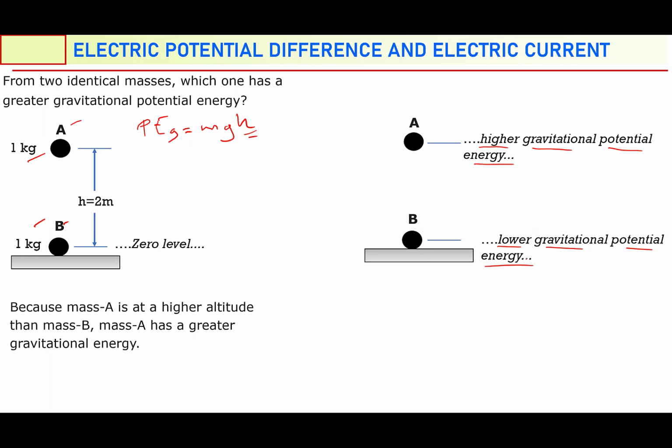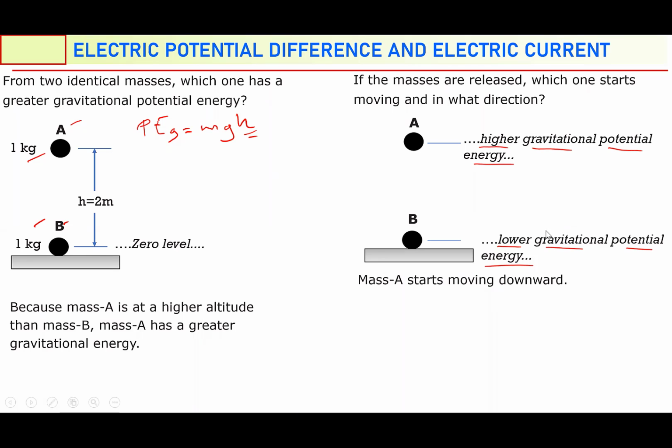What if I ask a question: if these masses are released, which one starts moving and in what direction? Give me an answer. Which one starts moving and in which direction? Of course, A will start moving. Everybody knows that. A will start moving, but in which direction? Oh, downward. So mass A starts moving downwards.